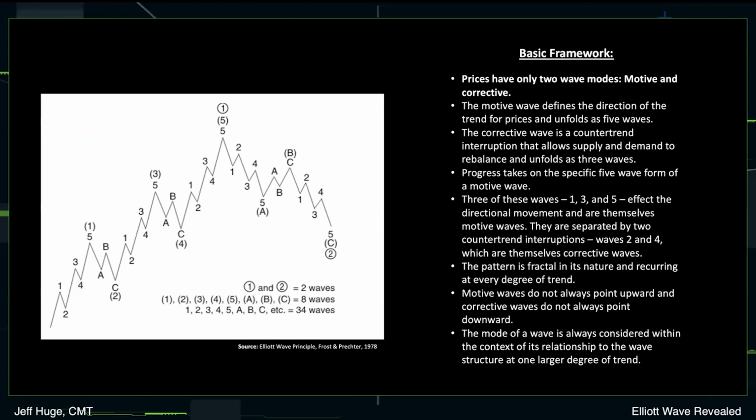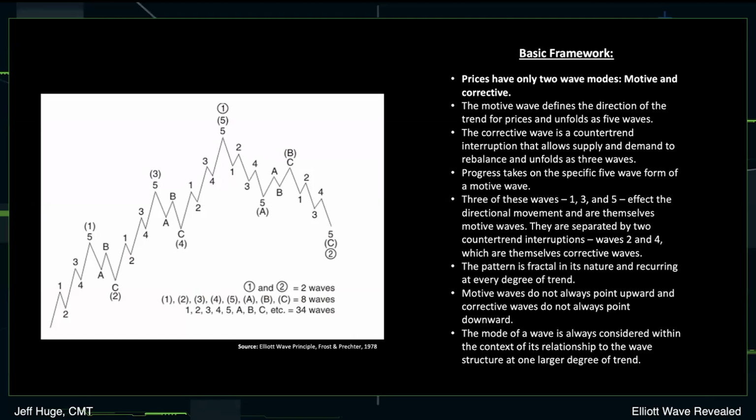structure, unless it's a triangle, which actually evolves into 5 overlapping waves. And again, very easy to identify because of the overlapping nature of it. Progress itself takes on a specific 5-wave form, the motive wave. You've probably heard, you take 3 steps forward, 2 steps back. That's kind of the same basic principle of the wave form itself.